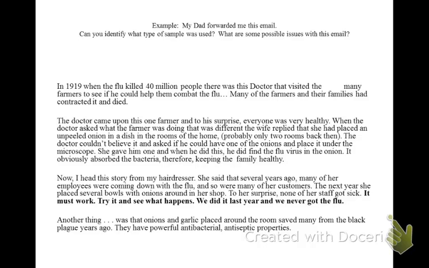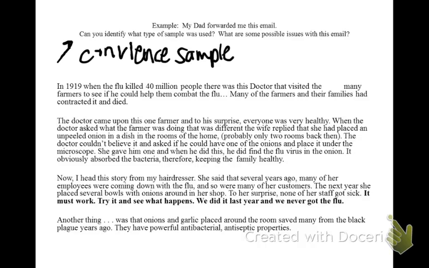So coming back to the question, can you identify the type of sample that was used? In this case, it would be a convenience sample. And issues with this email, I tried to bold it so you could really see it right here. It must work. Try and see what happens. We did last year and we never got the flu. It's just sampling people you know.